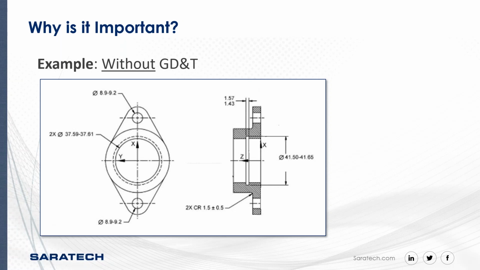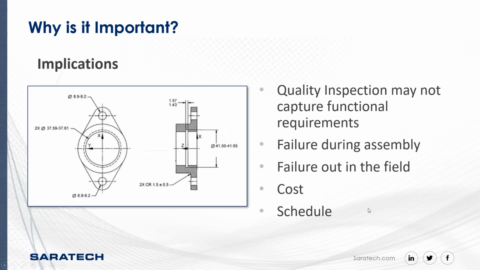Okay, so let's summarize what we just went over. So what are the implications of not using GD&T? The very first thing is the quality inspection might not capture the entire functional requirements of the part, right? We noticed that even though the hole diameter might be correct, there's no way to verify the orientation of that hole.